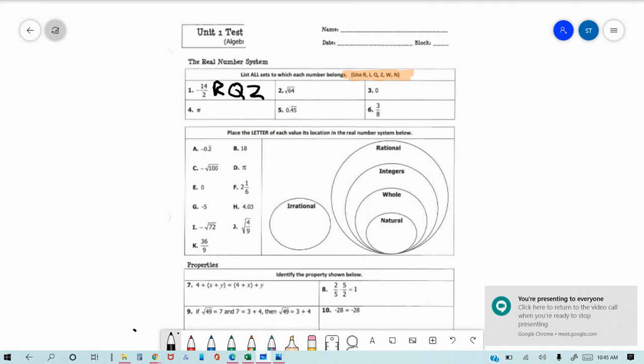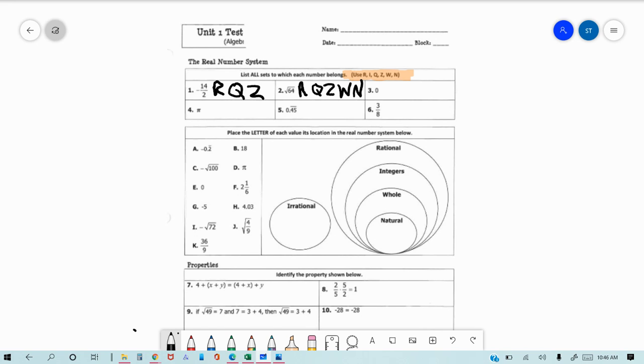Okay. R, Q, and Z, okay? Because it's all of them. It is a real number, it is a rational number, it is an integer. This one is R. That's an R, I promise. R, Q, Z, W, N. This one is R, Q, Z, and W.